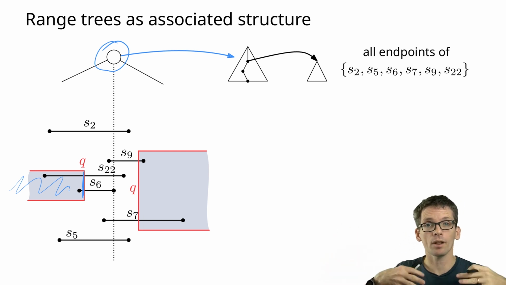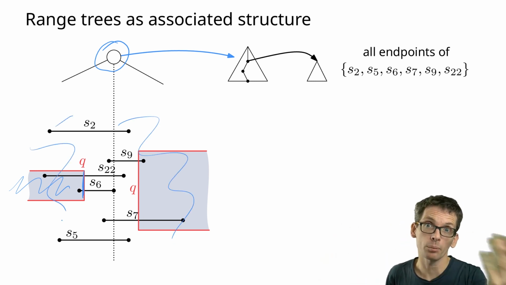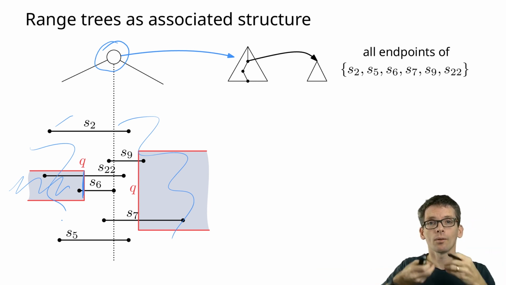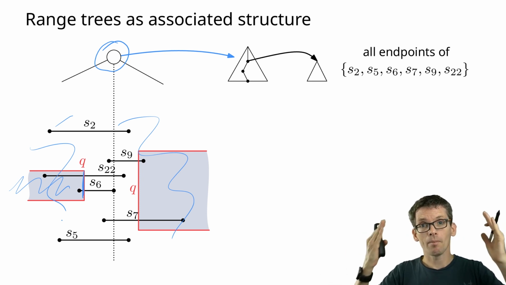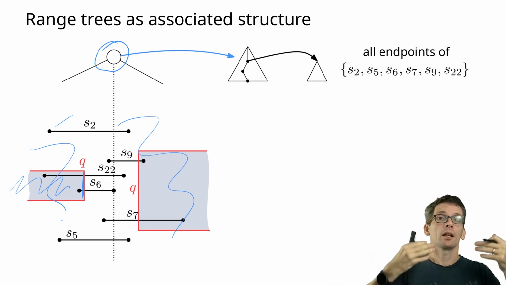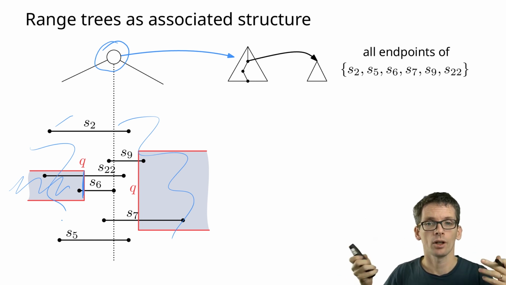And we can put everything in one tree because all of the right endpoints are here, all of the left endpoints are to the left. So I cannot by accident find the wrong endpoint. Okay, and that's it. Main data structure, interval tree, associated data structure, a 2D range tree.